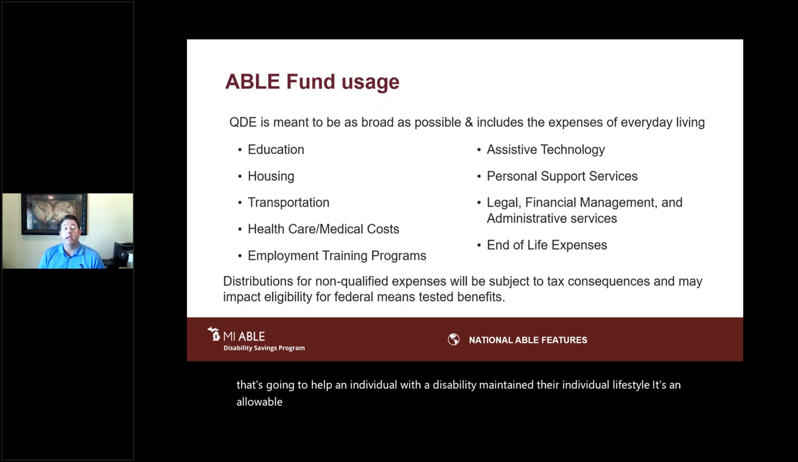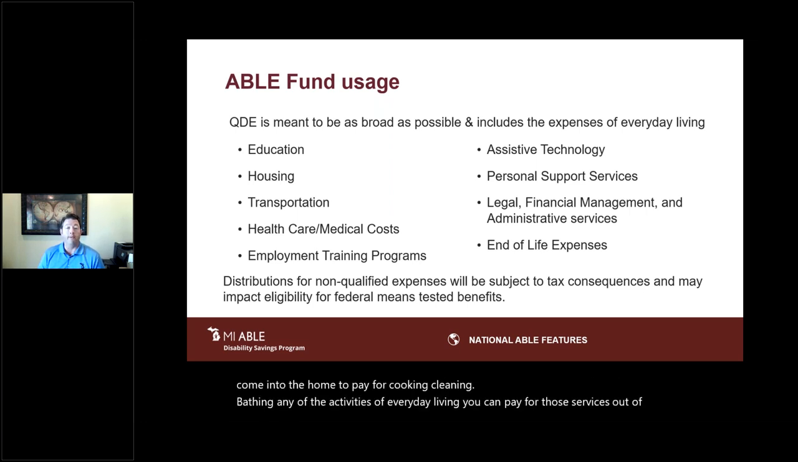If you need to pay for the services of someone to come into the home for cooking, cleaning, bathing, any of the activities of everyday living, you can pay for those services out of an ABLE account as well.